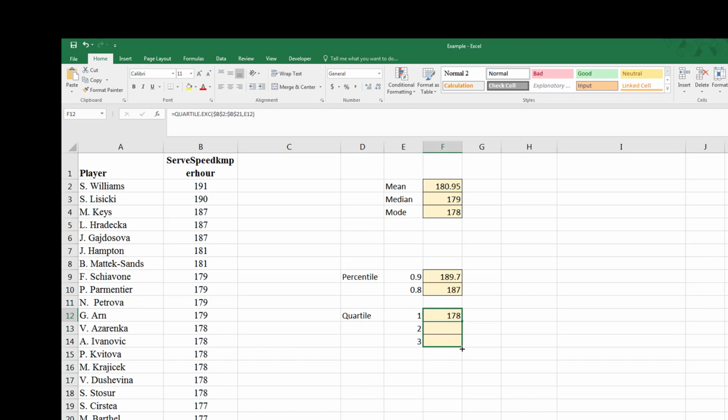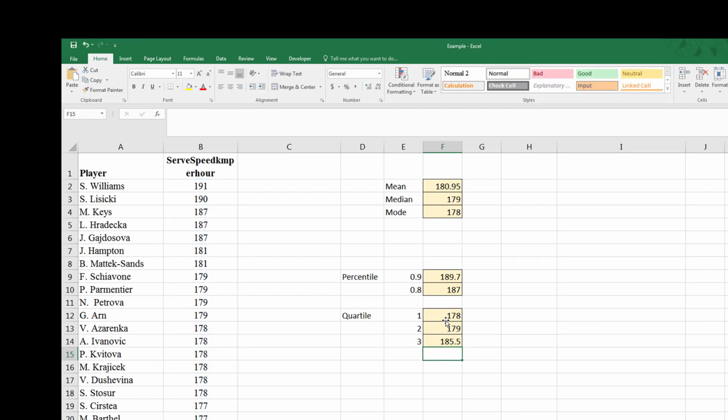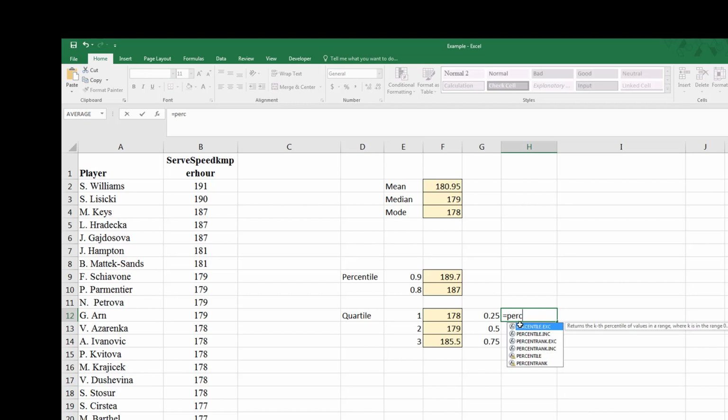Let's put in the second and third quartile. I can just do the copying because of the way we set up the function to be an absolute reference to the data series. And then I just keep changing the quartile. I would like you to see that this is exactly the same calculation that I should be getting from the percentile. So let's try out the calculation, but let's use the percentile instead of the quartile.